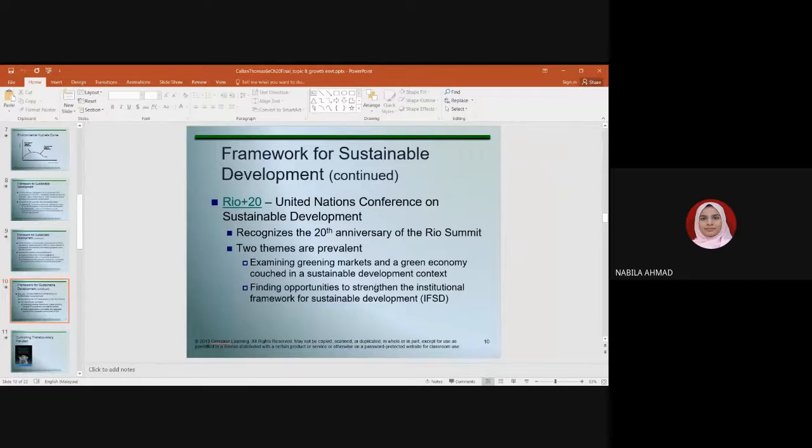Okay, so this one juga held in Brazil in 2012. So recognizes the 20th anniversary of the Rio Summit. So ada dua themes lah, examining greening market and a green economy in the sustainable development context, finding opportunities to strengthen the institutional framework for sustainable development, IFSD.